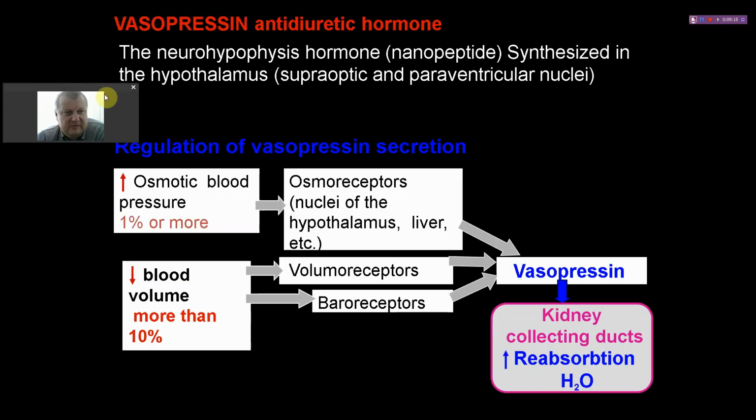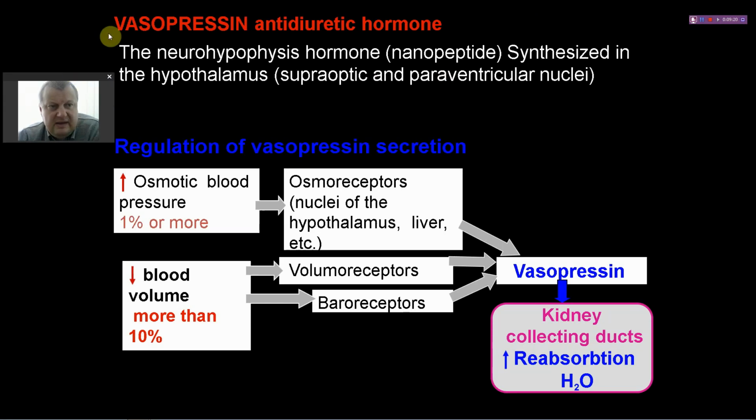And now some words about the hormone vasopressin. Vasopressin, another name, is the antidiuretic hormone, the neurohypothalamus hormone. This hormone is a peptide hormone and consists of 9 amino acids. In this case, we call it a nonapeptide, and it is synthesized in the hypothalamus, in the supraoptic and paraventricular nucleus.